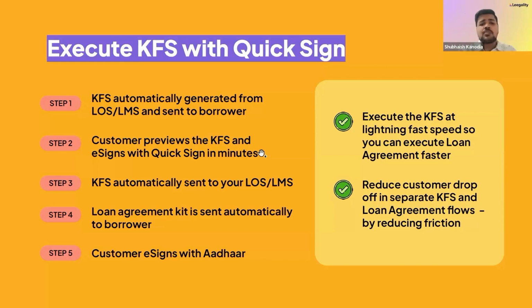Customers in this case will get the KFS first. They'll do a quick sign in less than a minute, and immediately they will get a loan agreement for a normal eSign, whatever mode you prefer, most likely Aadhaar with OTP authentication. This means while your loan agreement stays secure, you're executing KFS as fast as you can. And QuickSign essentially offers you a way to comply with this specific directive that has come in for KFS while reducing the chances of drop-off for your customer.